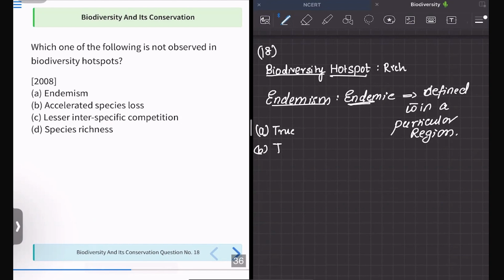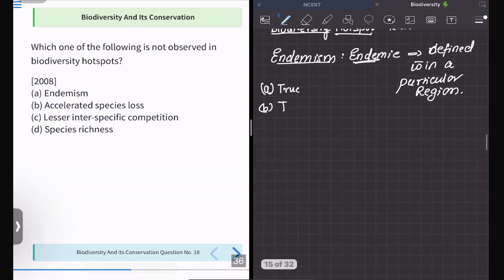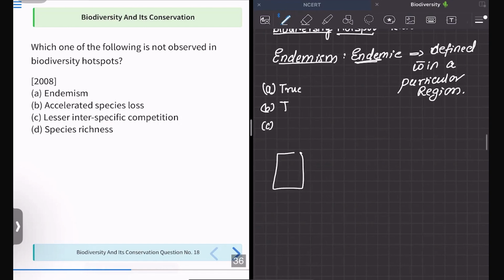I hope you have understood. Okay. Now let us see option number C. Option C is saying lesser interspecific competition. Now you try to imagine, let us imagine a classroom, and in a classroom there is a defined area, correct? We have a defined area, and in this defined area we have multiple students. Multiple students are there, and the resources are defined.